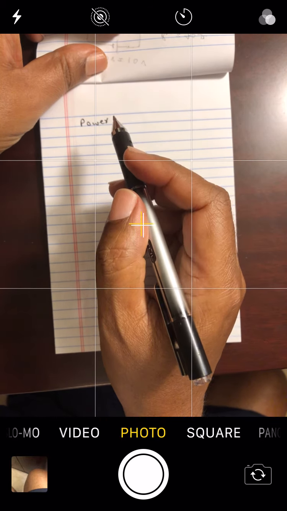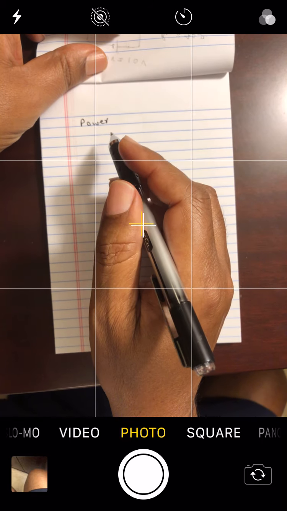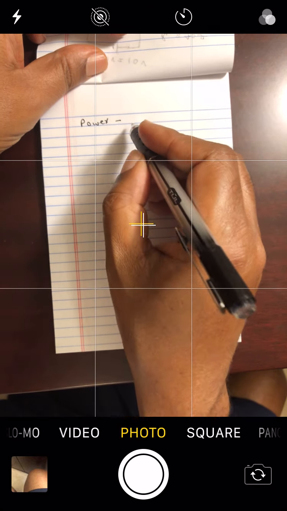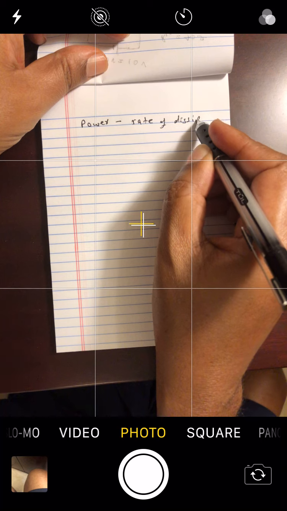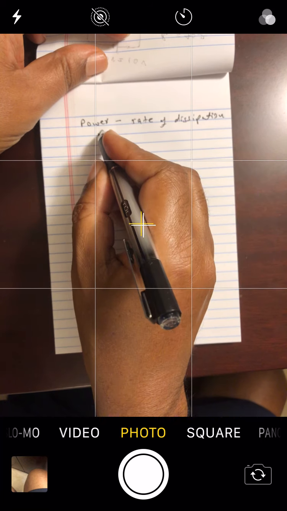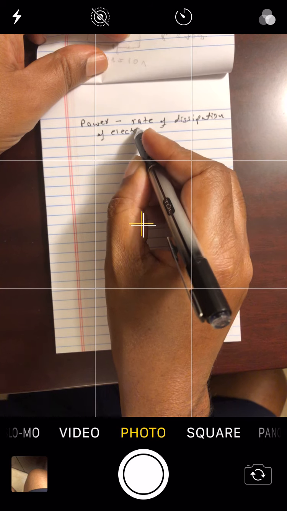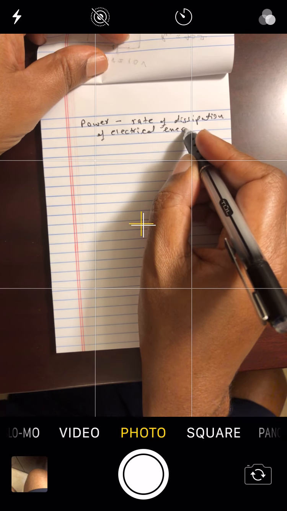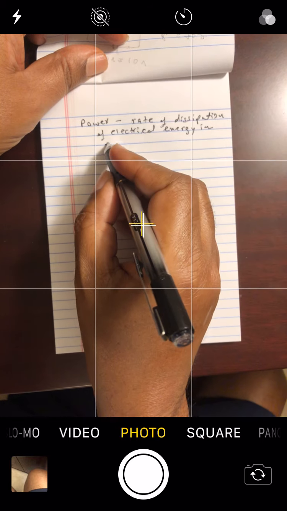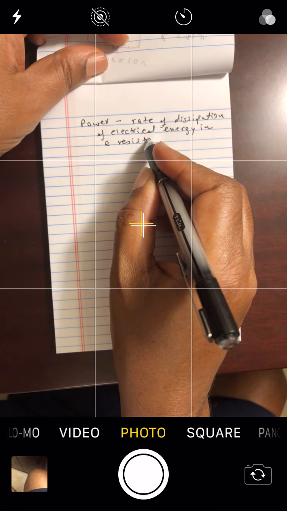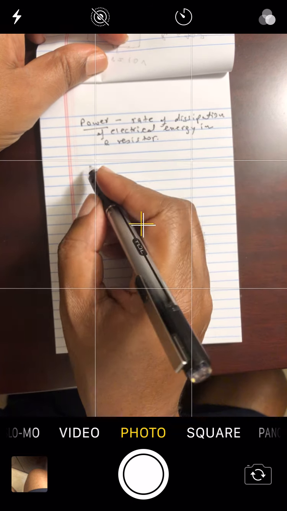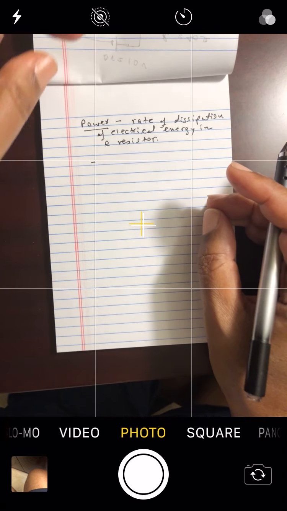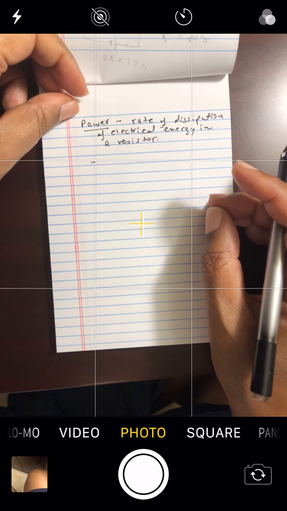In the resistor, we're talking about the rate of dissipation of electrical energy in a resistor. So remember, a resistor is a device that converts electrical energy to non-electrical energy. So you can say this is the rate of conversion of electrical energy to non-electrical energy.